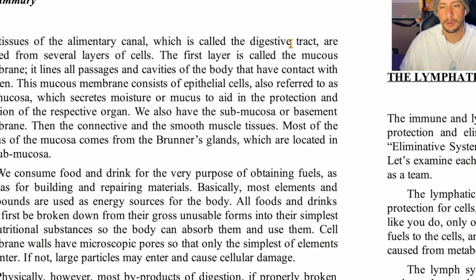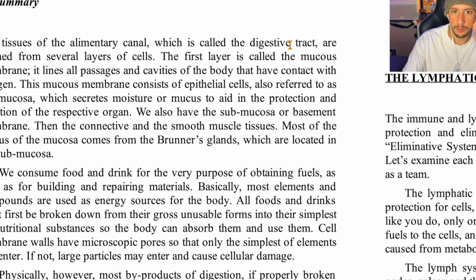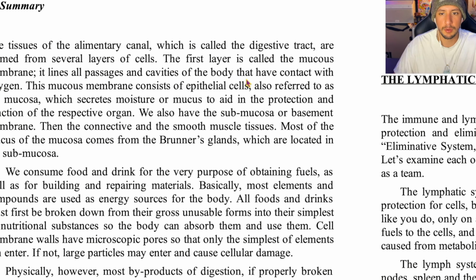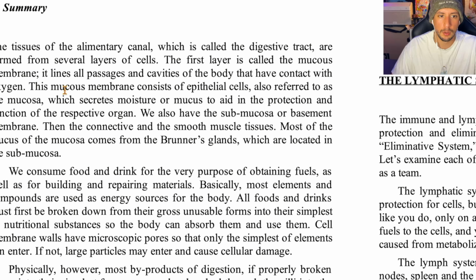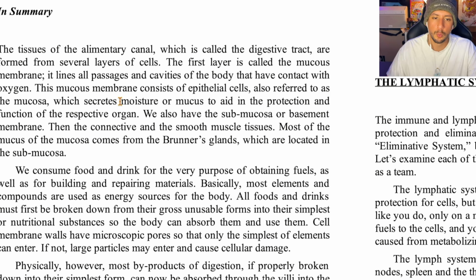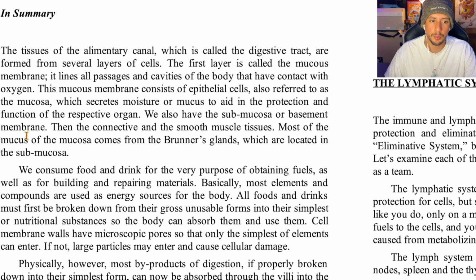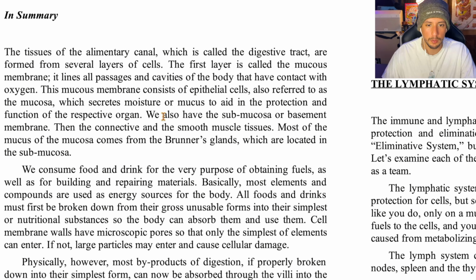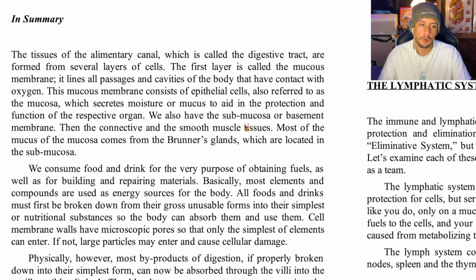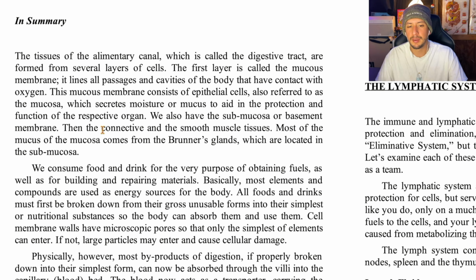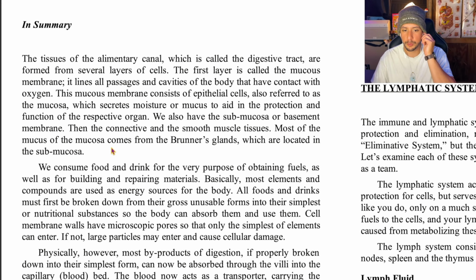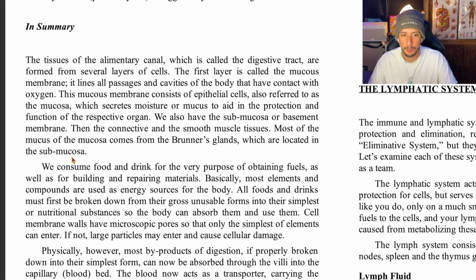Alimentary canal, which is called the digestive tract, is formed from several layers of cells. The first layer is called the mucous membrane. It lines all passages and cavities of the body that have contact with oxygen. This mucous membrane contains epithelial cells, also referred to as mucosa, which secrete moisture or mucus to aid in the protection of the function of the respective organs. This is the protection of your organs. We also have the submucosa or basement membrane, then the connective and the smooth muscle tissues. Most of the mucus or the mucosa comes from the Brunner glands, which are located in the submucosa.